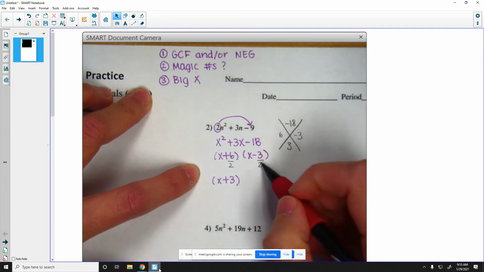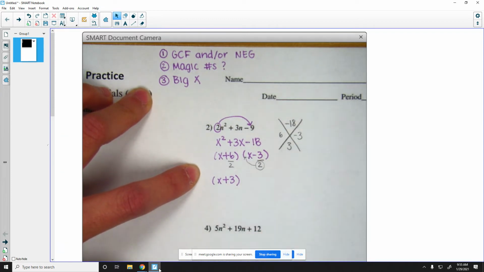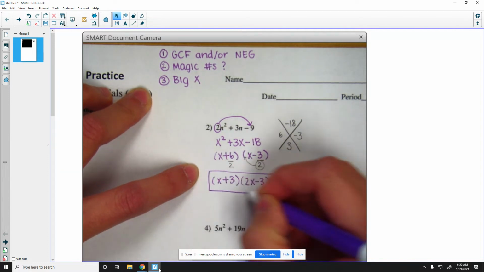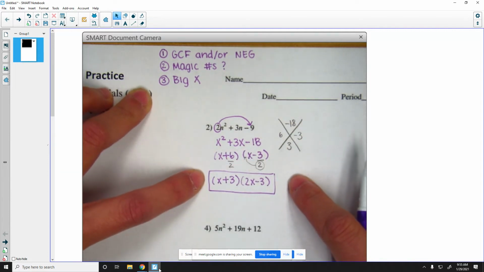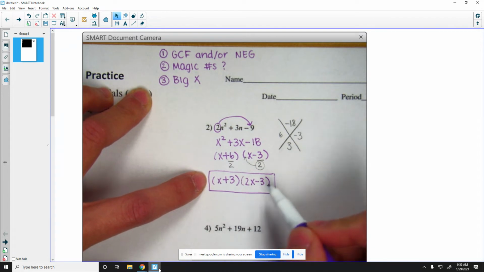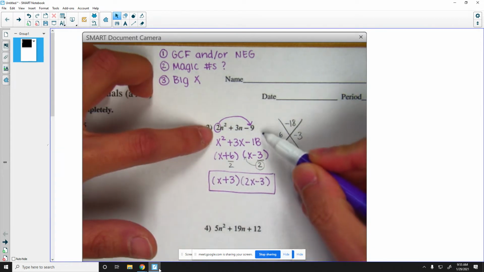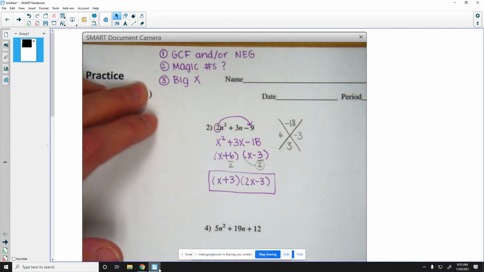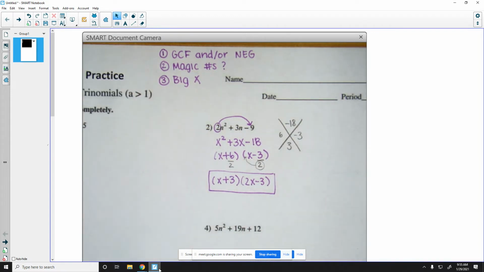So remember what we did? The denominator always pops up to the front. So it's 2x minus 3. This is my final answer. I know it's right, because if I had FOILed it or distributed it, I would get my original problem. And that's how I know I got it right. Okay? So let's do something maybe slightly harder.